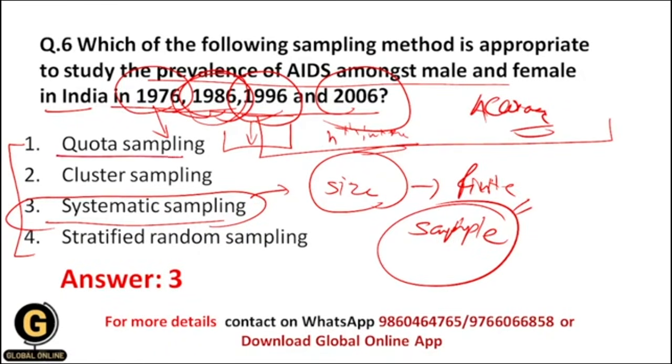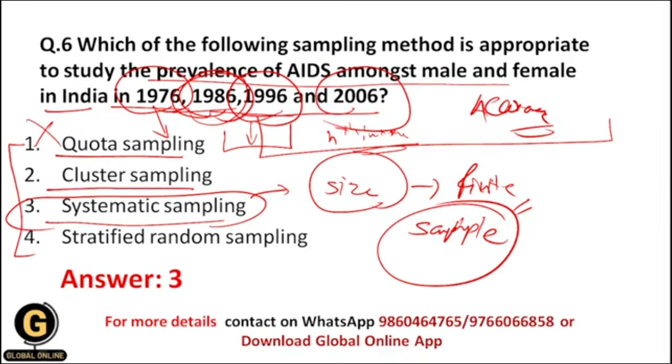So within quota sampling, the researcher uses a particular characteristic of people, and accordingly selects people who have that characteristic. But over here the researcher doesn't know exactly who has AIDS and who has not. That's why this sampling technique won't be useful over here.